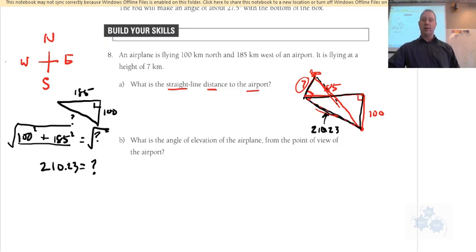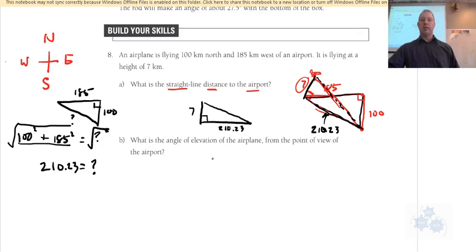So here is the one the question's all about. I could just do Pythagoras again. There's no angles involved here. We're just given distances, so you can solve this one by Pythagoras again. So I'll draw that triangle out. So here's this 7, height above the airport, and here is 210.23 kilometers away from the airport, and I can now solve this hypotenuse.